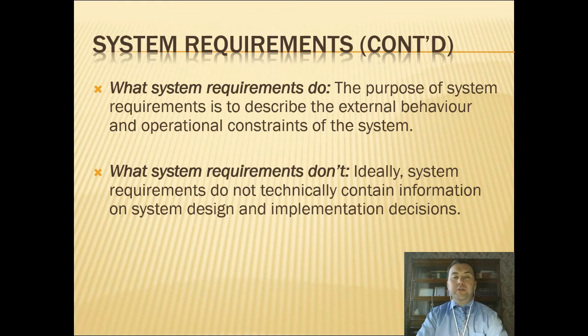Ideally, the system requirements should simply describe the external behavior of the system and its operational constraints. They should not be concerned with how the system should be designed or implemented. However, at the level of detail required to completely specify a complex software system, it is impossible in practice to exclude all design information. There are several reasons for this.